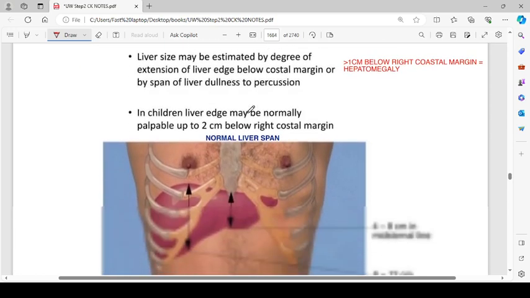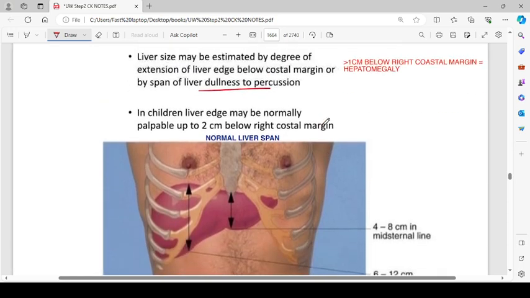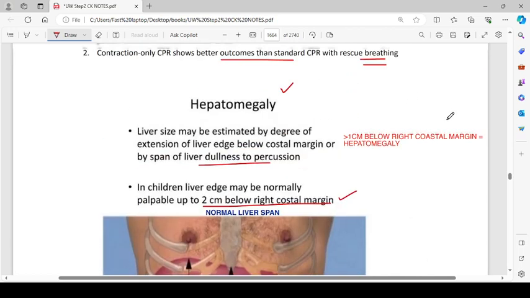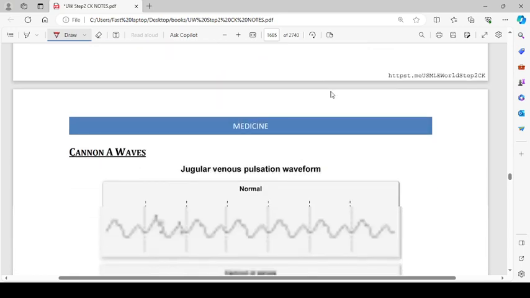Hepatomegaly. Why have they written it here? I don't know. But okay, hepatomegaly: the liver size may be estimated by the degree of extension of the liver edge below the costal margin or by the span of liver dullness to percussion. In children, the liver edge may be normally palpable up to 2 cm below the right costal margin, so more than that is hepatomegaly. The span is 4 to 8 cm in the mid-sternal line and 6 to 12 centimeters in the right mid-clavicular line. I believe it was written by mistake.